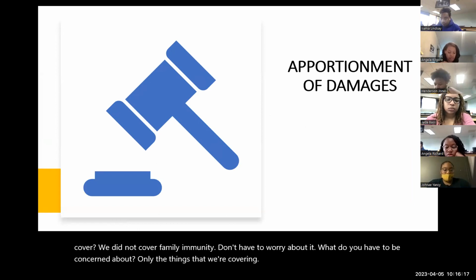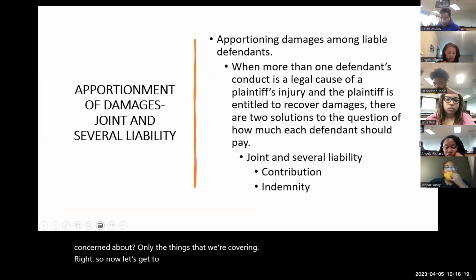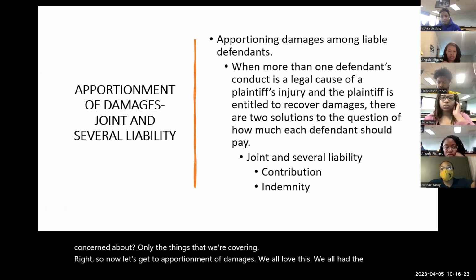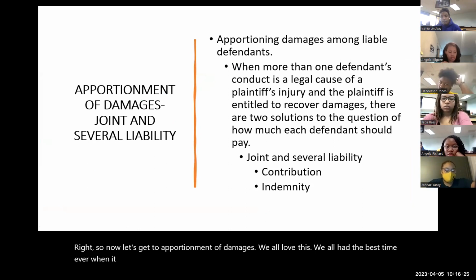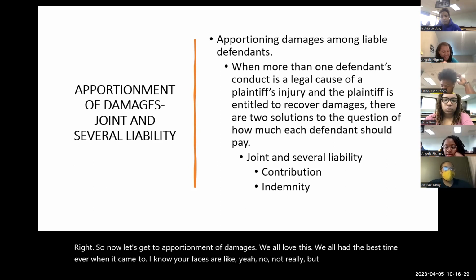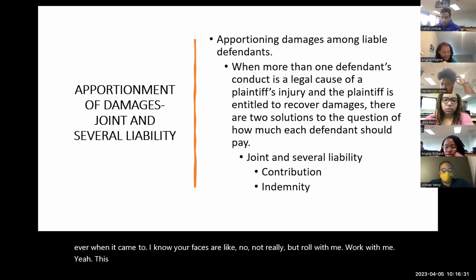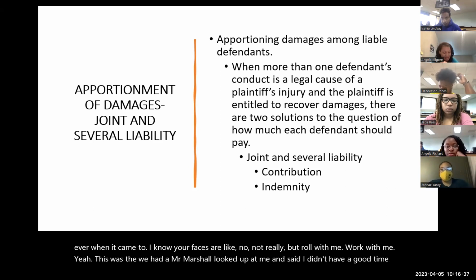Right? So now let's get to apportionment of damages. We all love this. We all had the best time ever when it came to, I know your faces are like, yeah, no, not really, but roll with me, work with me. Mr. Marshall looked up at me and said, yeah, okay. I didn't have a good time, but I'll make her feel good.